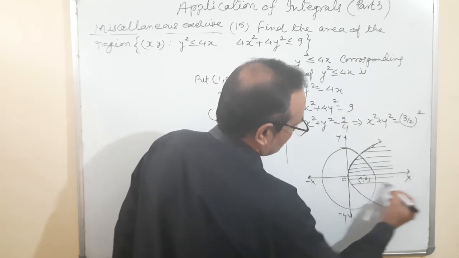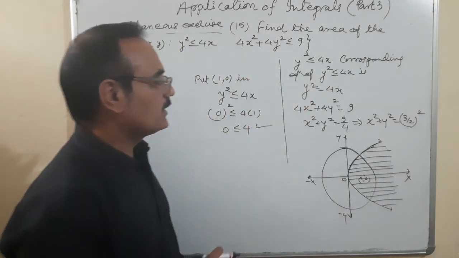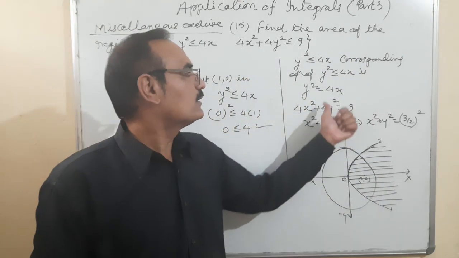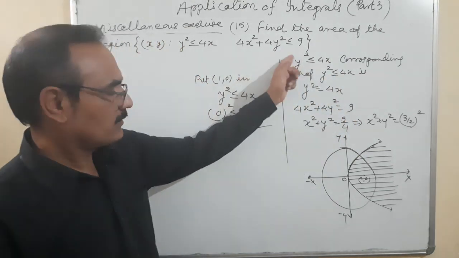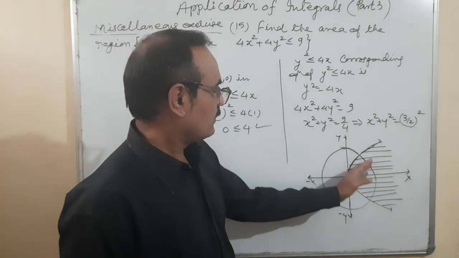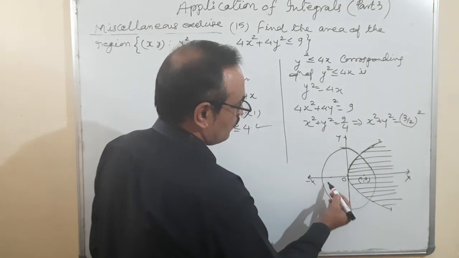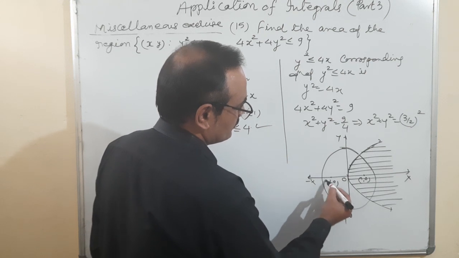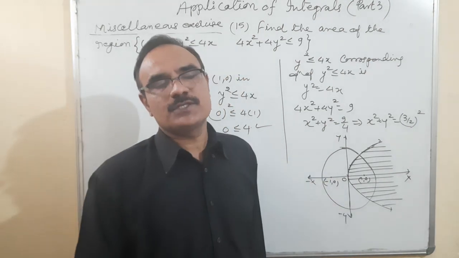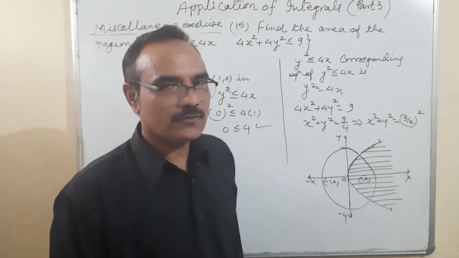Okay, talking about this complete region. Second, let us see the circle. In this circle, what is the condition? Again, suppose I want to put one value. Suppose I would like to take minus 1 comma 0. Let us see, minus 1 comma 0 is a point in the circle. Will this point minus 1 comma 0 satisfy it?